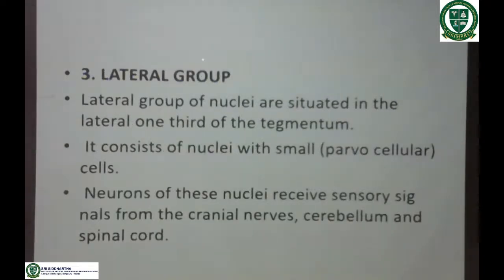Then the third one is the lateral group. Lateral group of nuclei are situated in the lateral 1/3 of the tegmentum. It consists of nuclei with small cells, that is parvocellular cells. The neurons of these nuclei receive sensory signals from the cranial nerves, cerebellum and spinal cord.